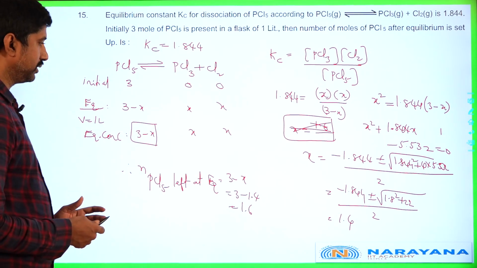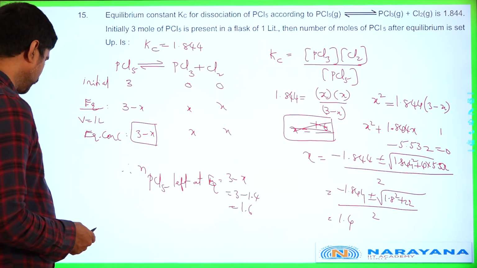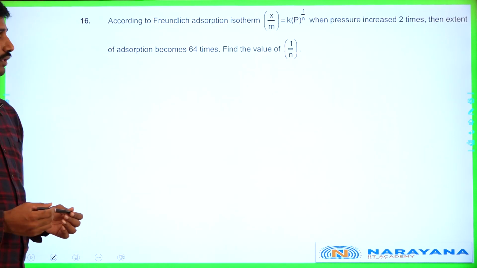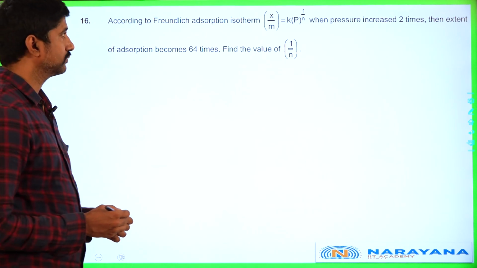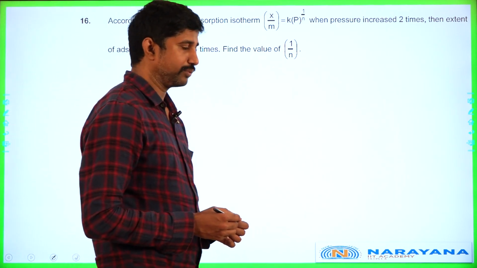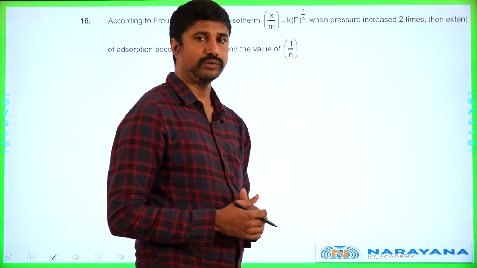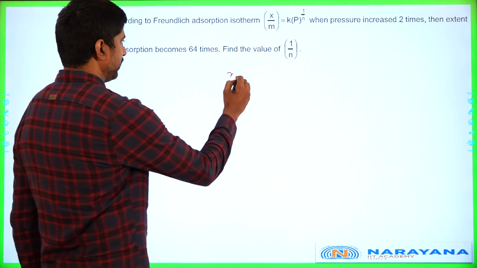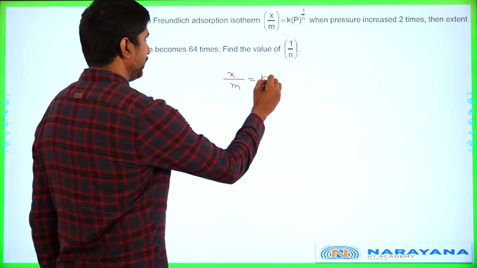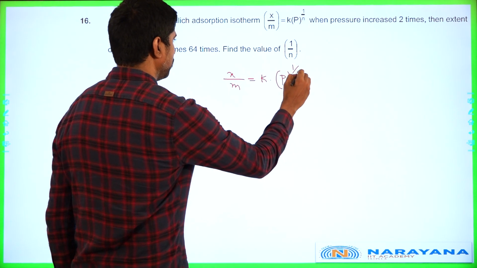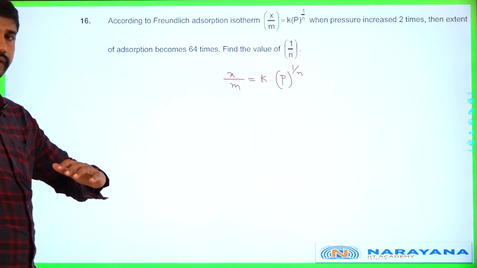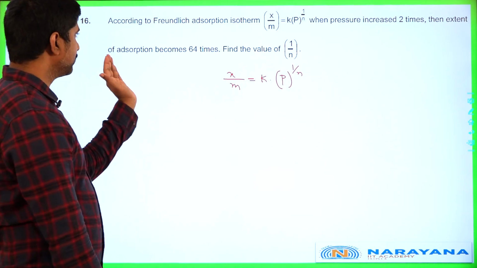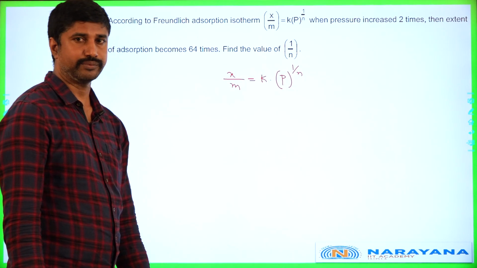So this is the simple question given, and let us go for the next question. According to the Freundlich adsorption isotherm, x by m is equal to k into p power 1 by n. When pressure is increased by 2 times, then extent of adsorption becomes 64 times.